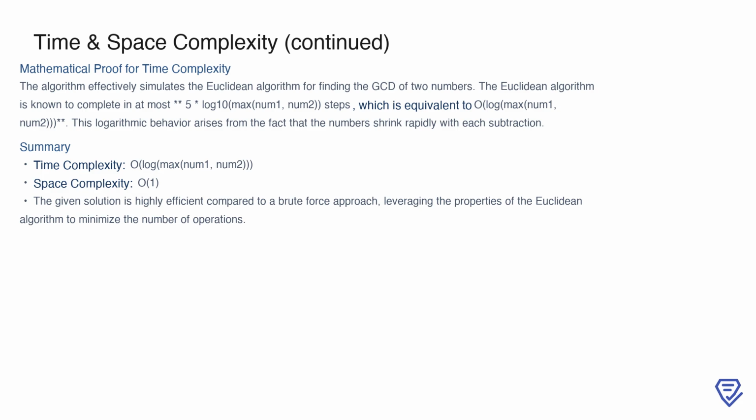This corresponds to a worst-case time complexity of O(log(max(number1, number2))), and this efficiency comes from the rapid reduction of the numbers in each step. To summarize, the time complexity of our solution is O(log(max(number1, number2))), while the space complexity remains constant at O(1). This makes the algorithm highly efficient as it leverages the properties of the Euclidean algorithm to minimize the number of operations.